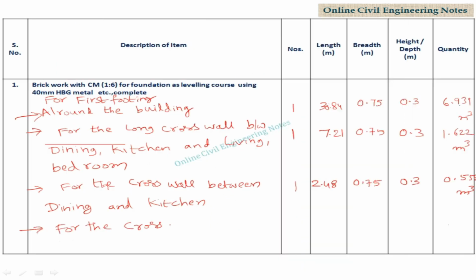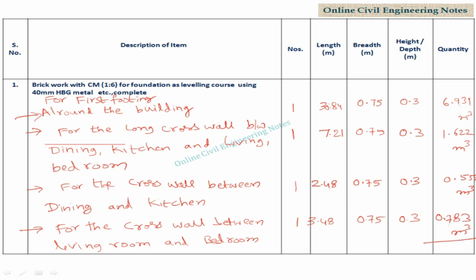For the cross wall between living room and bedroom, length is 3.48 meters, width 0.75, thickness 0.3. Quantity is 0.783 cubic meter. Total brick masonry required for first footing is 9.902 cubic meter.